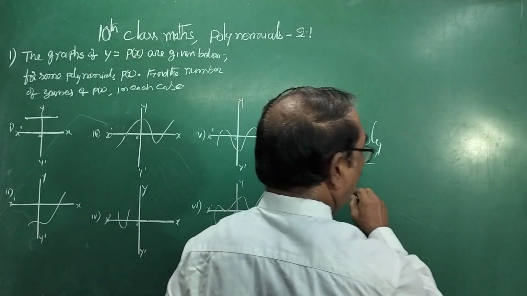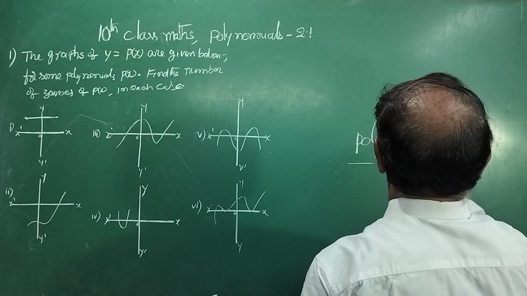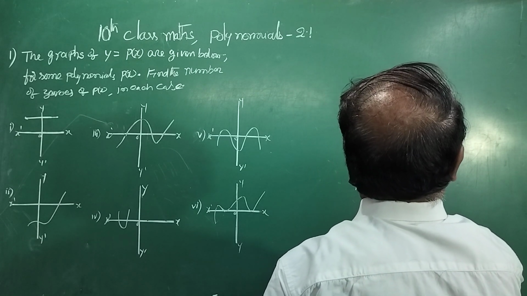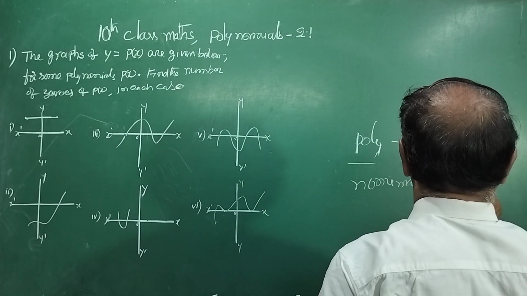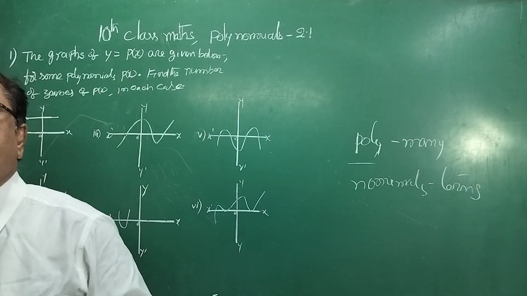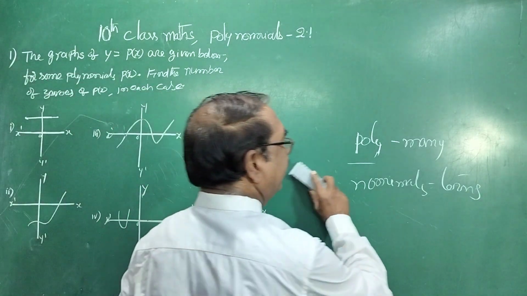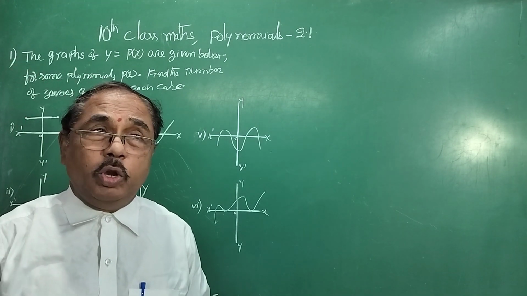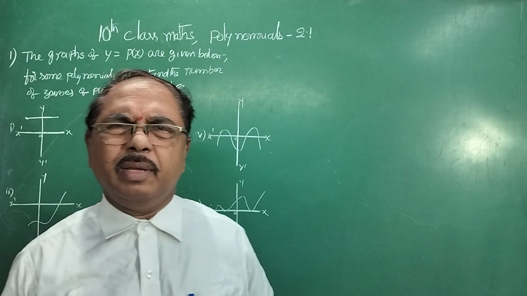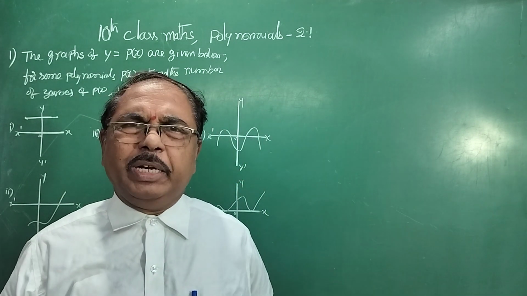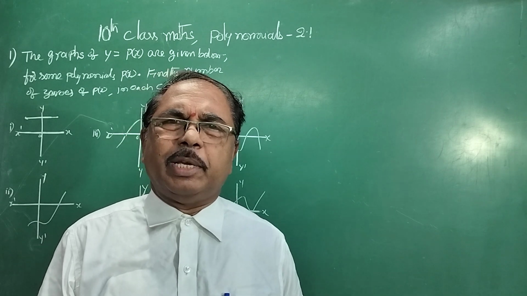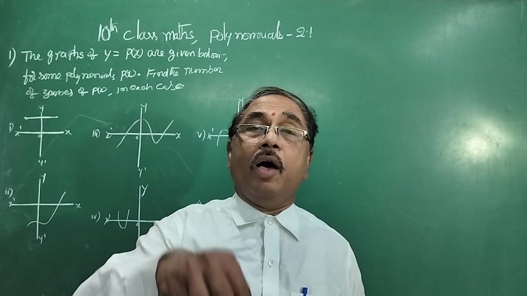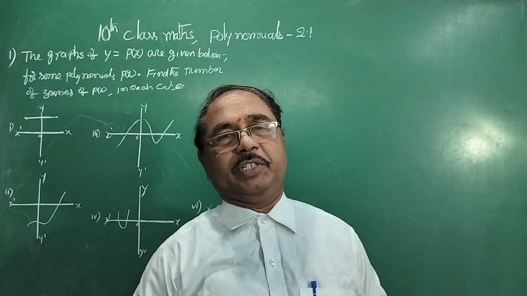Polynomial means many terms. Poly means many and nominal means terms. Is polynomial a separate subject, a new subject? No, it is not a new one. It is a part of algebraic expressions.